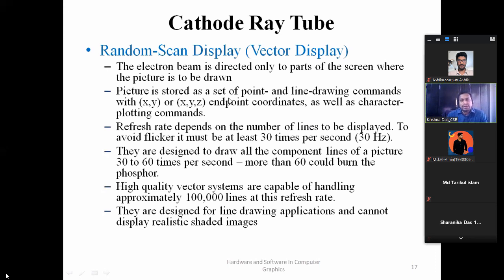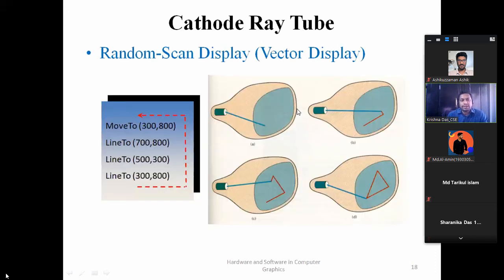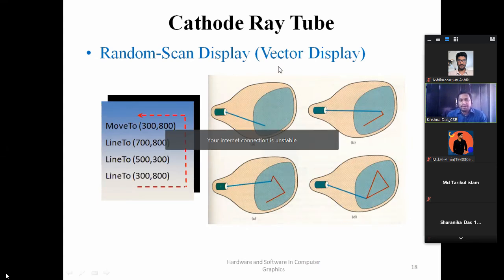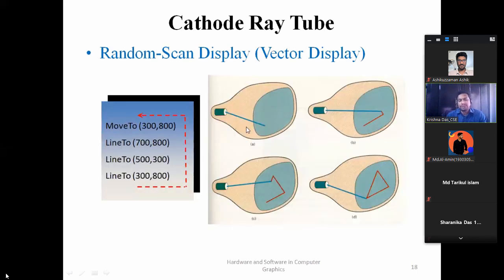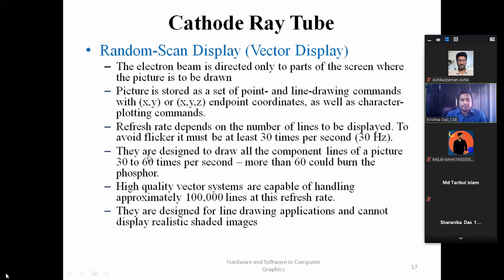And the refresh rate is related to how many times it will be redrawn. That is the answer, because all parts have to be redrawn at least that often, otherwise our brain can get the flicker. But the mechanism is different for the vector display, so that number is also different. It depends on the number of lines to be displayed. To avoid flicker, at least 30 times, and that's why 30 hertz.